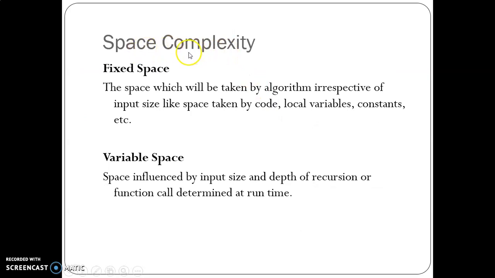Alright, then moving ahead, the space complexity. Now space complexity is the amount of space required by a program or an algorithm. Now there is a fixed space. Fixed space is that part of the algorithm which includes the instructions itself, the space taken by code, local variables, constants, etc. And there is a variable space. Variable space is influenced by the input size, depth of recursion or function call, and it is determined at the runtime.